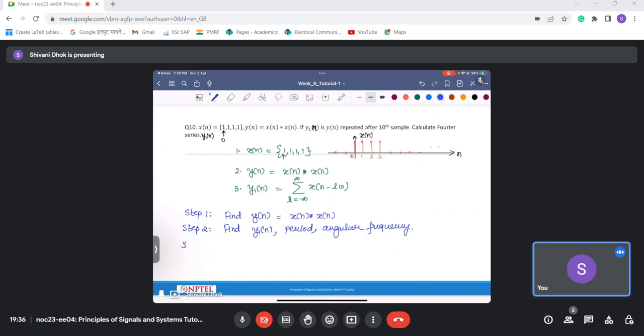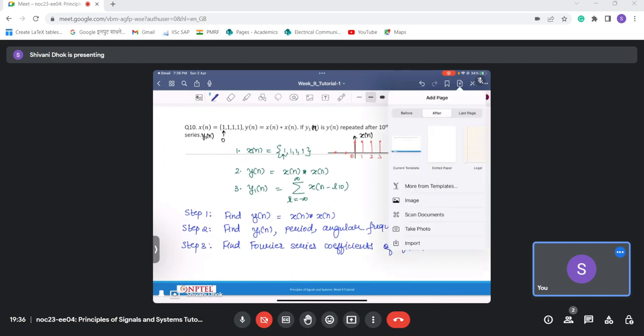And step 3, find Fourier series coefficients of y1 of n. Okay, so now let us try to solve this step by step.